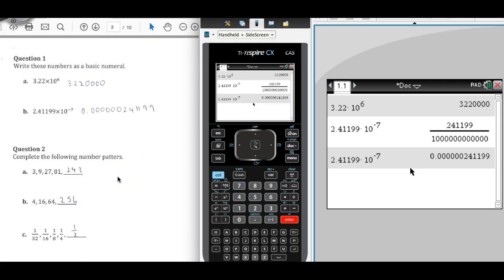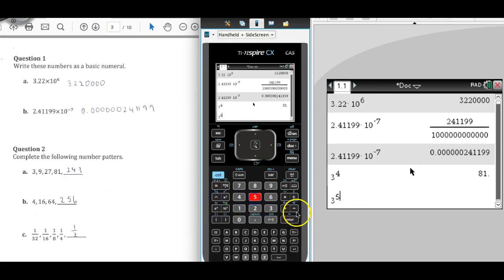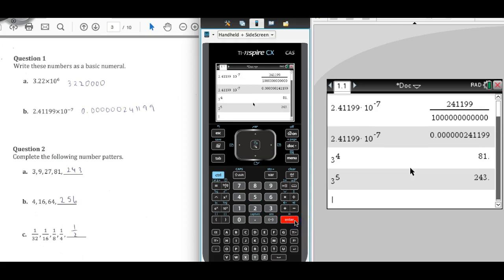All right, question 2, complete the following number pattern. So this number here gives me an indication that that could be the base number. So this is 3, 9, 27. So basically this is 3 to the power of 1, 3 to the power of 2, 3 to the power of 3, 3 to the power of 4. And if you don't believe me, let's just go here. I'm not going to do them all. 3 to the power of 4 is 81. So the next one must be 3 to the power of 5, which is 243.